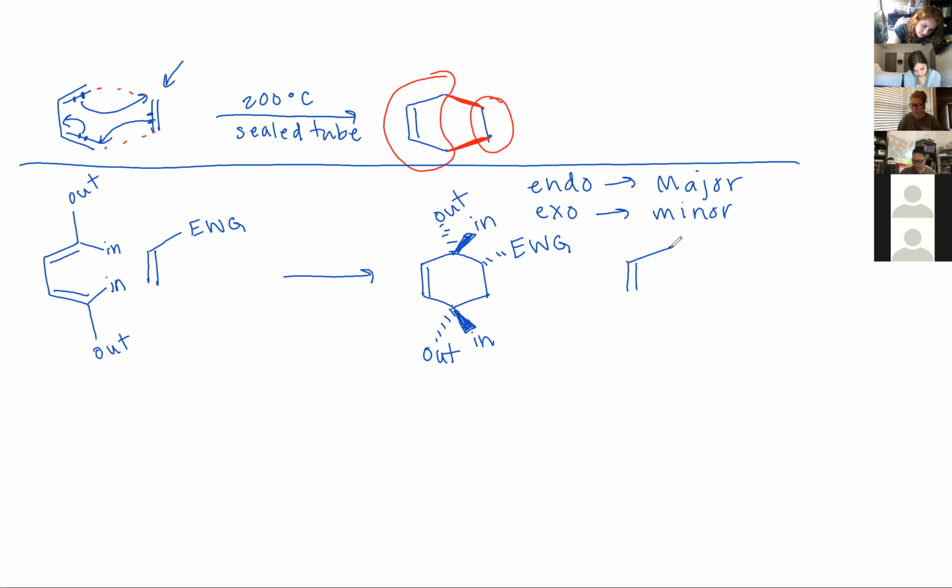You can either switch the orientations of everything if you want, or you can keep the orientations the same and simply change which carbon your electron withdrawing group is on. These are both examples of your major product. Your minor product would be different in the sense that the electron withdrawing group would be going opposite of your outside groups.